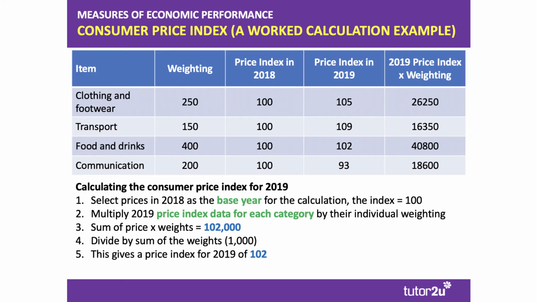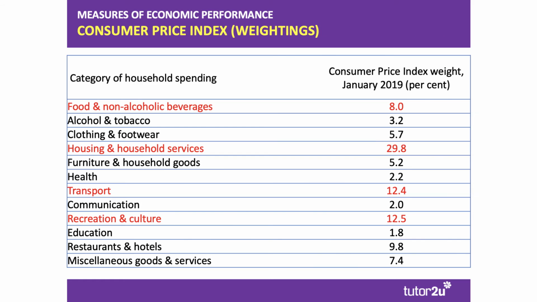Divide then by the sum of the weights. In this case, it's 1,000. Oftentimes in an exam, it could be 100, but you divide by the sum of the weights. So it's 102,000 divided by 1,000. It gives a price index for 2019 of 102, and that suggests, of course, that overall, the rate of inflation in that year, the year-on-year increase in prices, was 2%. Food and drink prices rose by 2%. None of the other items did, but of course we're weighting according to their relative importance in spending.